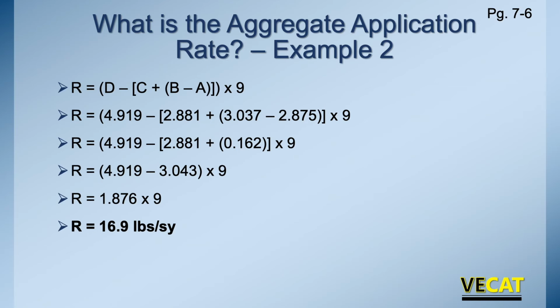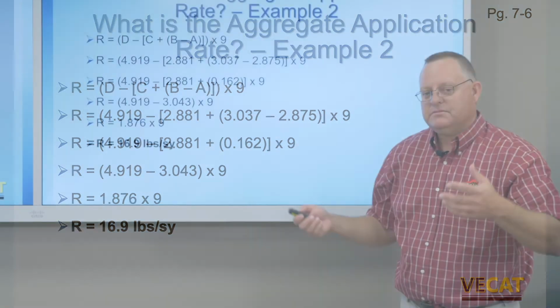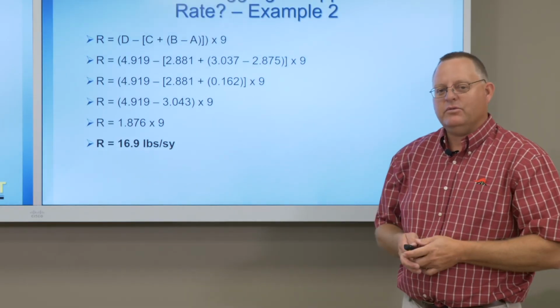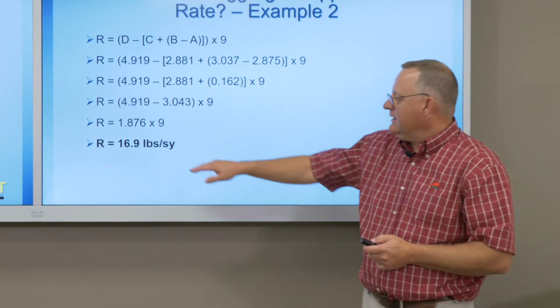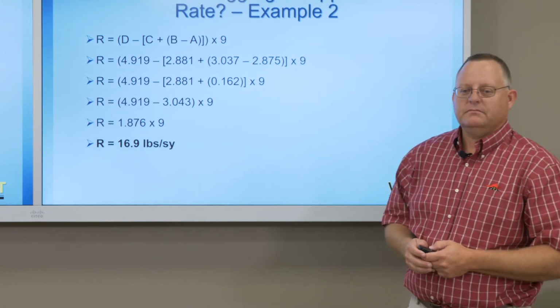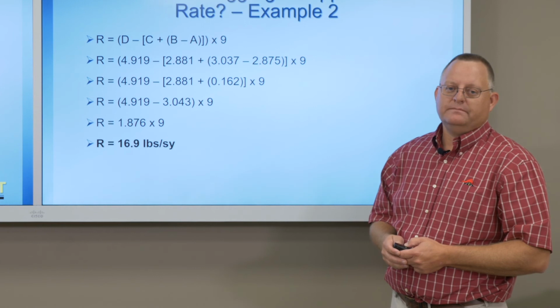And when we do all of our order of operations, the difference there is 0.162. We add, subtract, add, times, go through all your steps. You're basically at 17 pounds per square yard. So that's what that chip spreader, now that we've checked its calibration, is applying chips at. 17 pounds per square yard.